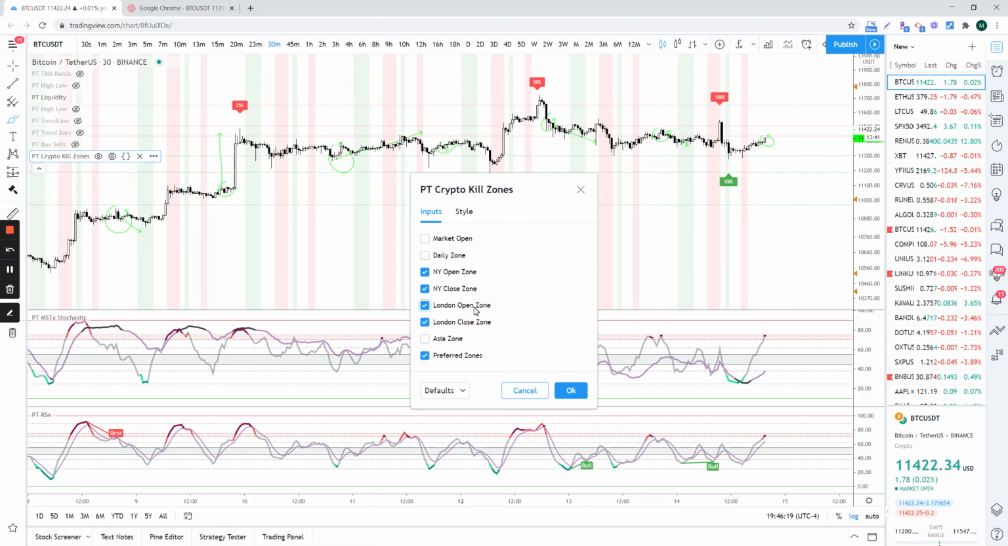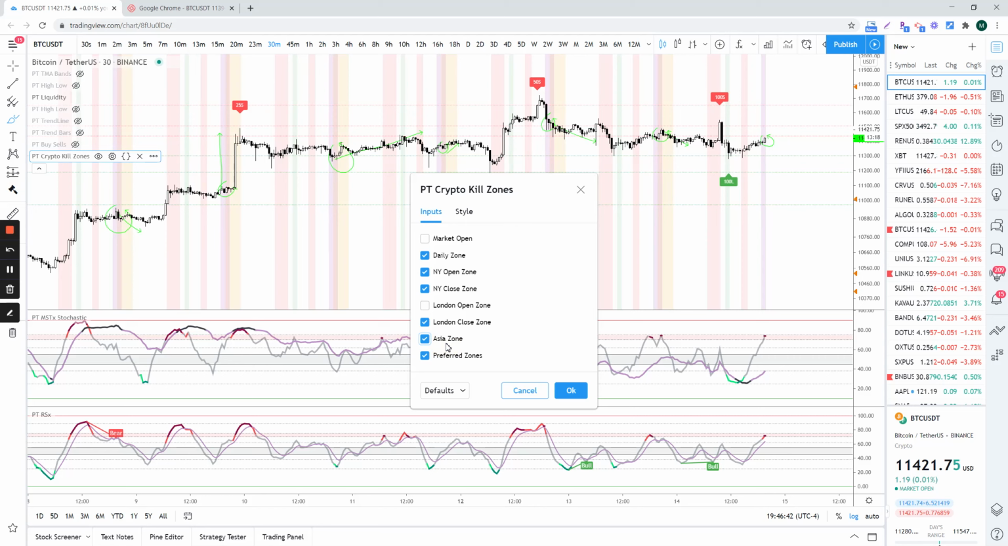London open, it's 3 o'clock in the morning for me. So unfortunately, I'm usually sleeping at that time unless I'm trading really heavy and I'm watching the position. So my main go-to is New York open, New York close, London close, and then daily is a no-brainer, right? I don't usually have it on until I know that I'm approaching the daily candle. And Asia I don't really use because I'd rather use the daily. So this is what I do: daily, New York, London, and then my preferred zones. I like preferred zones better than regular zones, right?